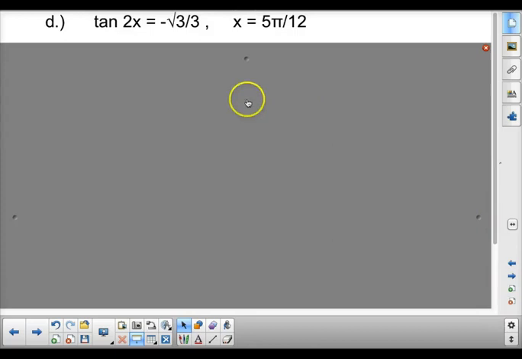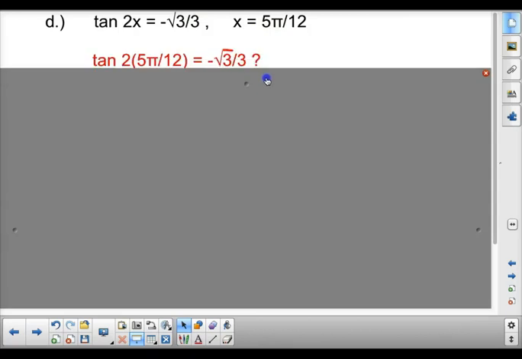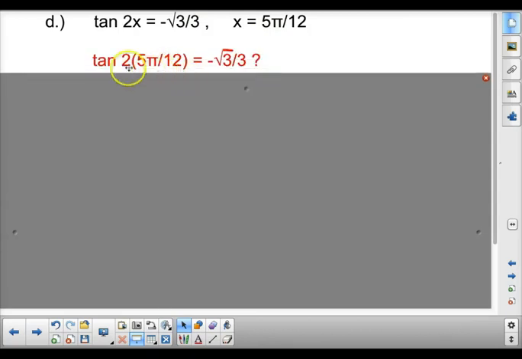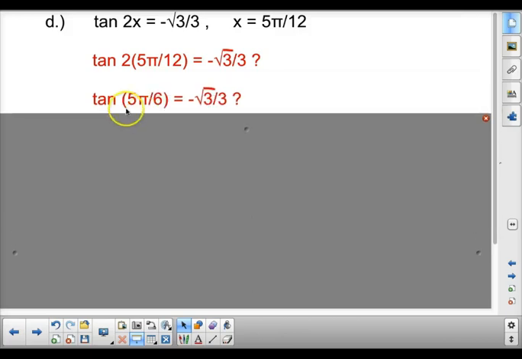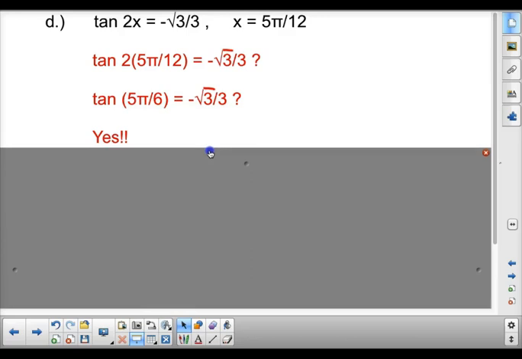Let's try one with tangent. Is the tangent of 2x equal to negative square root of 3 over 3? And I have an x of 5 pi over 12. So I'll plug the 5 pi over 12 into my equation, but I'm going to need to multiply the 2 times the 5 pi over 12. So that's going to give me the tangent of 5 pi over 6. So is the tangent of 5 pi over 6 equal to negative square root of 3 over 3? Yes, it is. So x is equal to 5 pi over 12 is a solution for my equation.